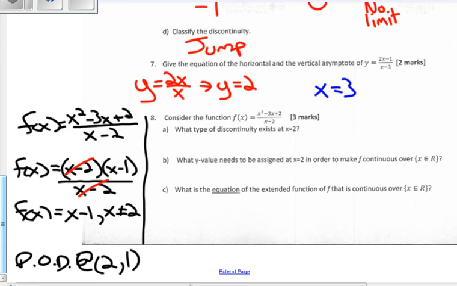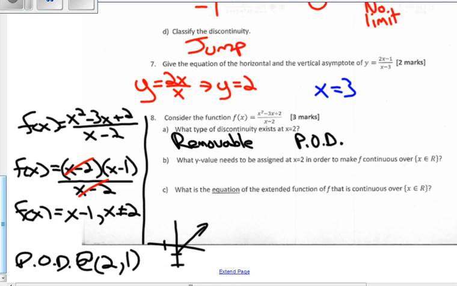Now that we know some stuff about this function, now we can talk about the types of discontinuity, how we can fix the function, that's air quotes fix, turn it into a continuous function everywhere. Okay, so discontinuity at x equals 2, it was a point of discontinuity which we call removable. Points of discontinuity mean the same thing as removable discontinuities. So right now we know that this function looks like a line with a positive slope, goes through y-intercept of negative 1, and it's got a point of discontinuity at 2, 1.